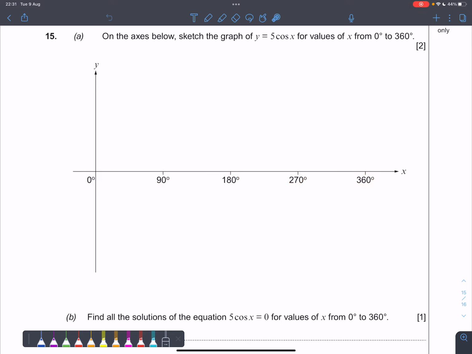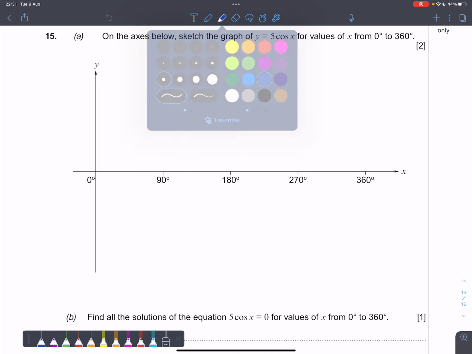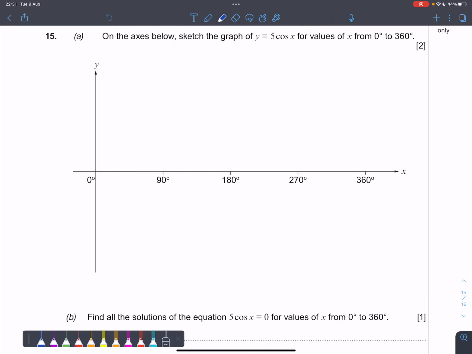So if we do that, we get 5 cos of 0 is 5. Now there's no scales, so we can do this however we want. So that's 5. 5 cos of 90 is 0. 5 cos of 180 is going to be -5. 5 cos of 270 is 0. And 5 cos of 360 is going to be 5 again.